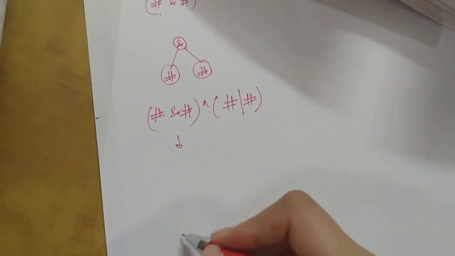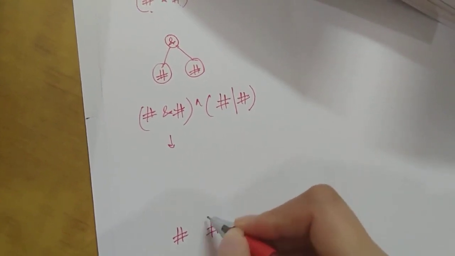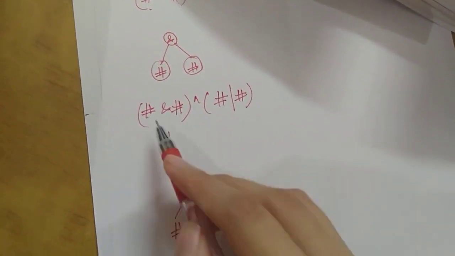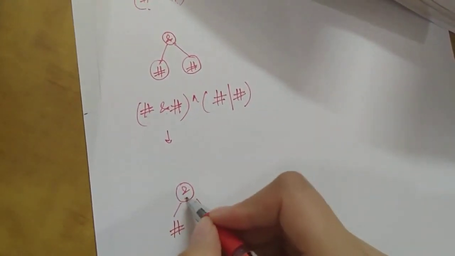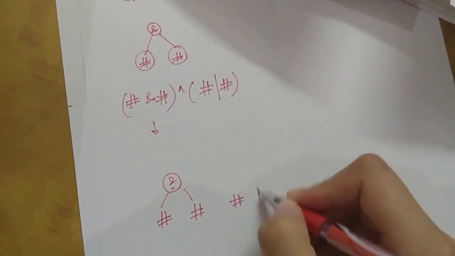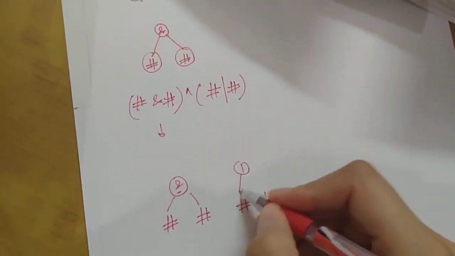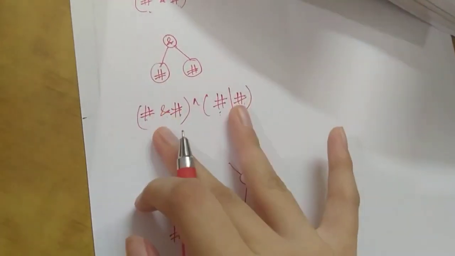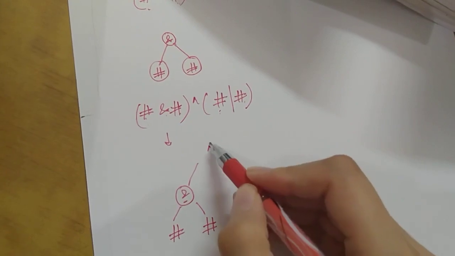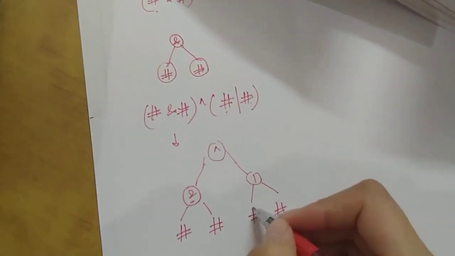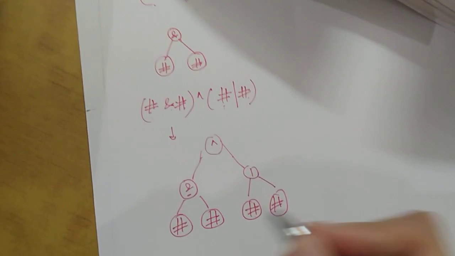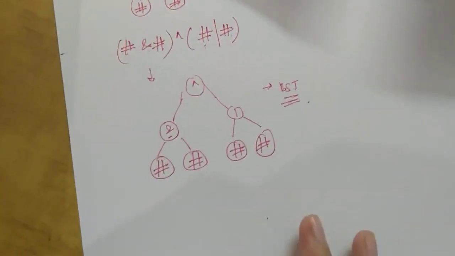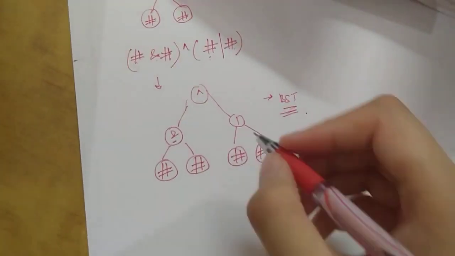then we know for these two hashes, for these two we need to do AND, and for these two we need to do OR, and whatever be the result of these two, we need to XOR it. It looks like a BST. Very simple BST.